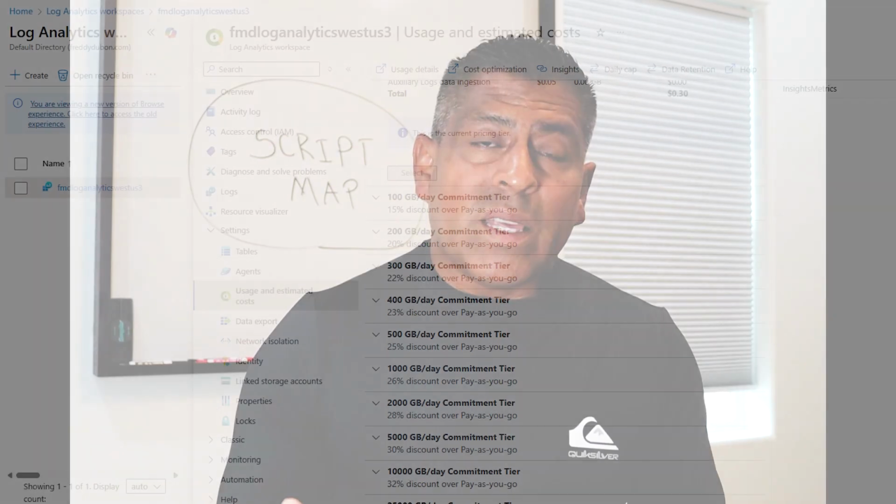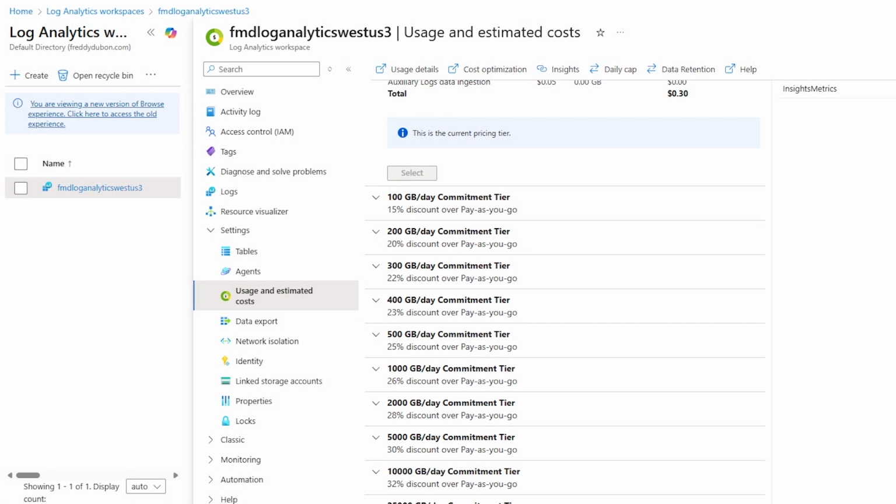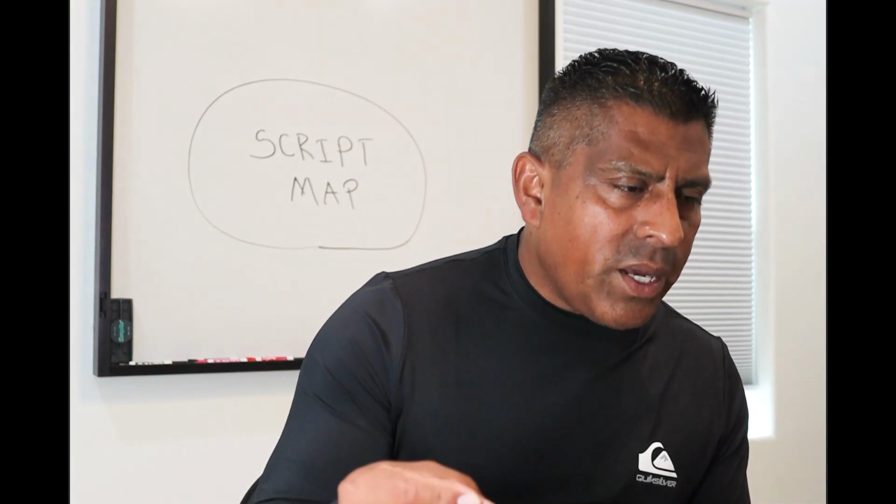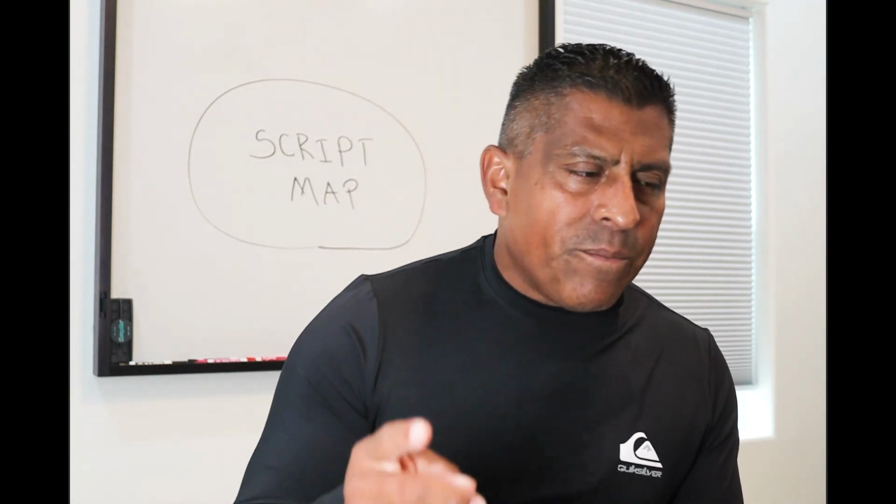Commitment tiers is when you know how much data you're ingesting on a daily basis, you can commit to that amount and you're going to save money. This is more like a reservation, even though it's not a reservation per se, it's more of a commitment tier. When you commit to a specific amount, you can save money as well. So that's commandment number 3, retain wisely and commit wisely.